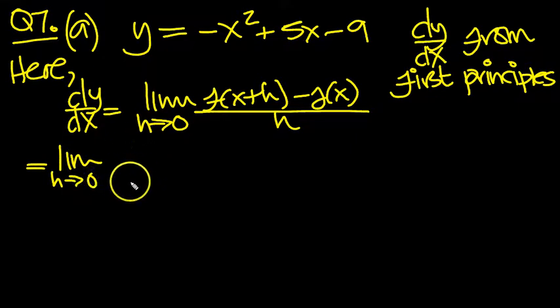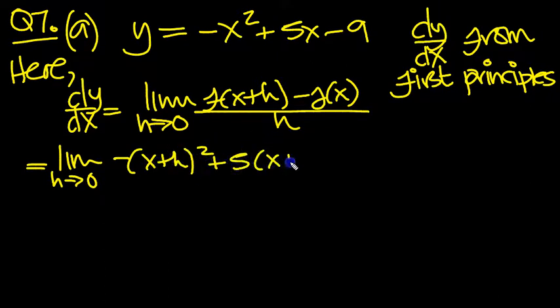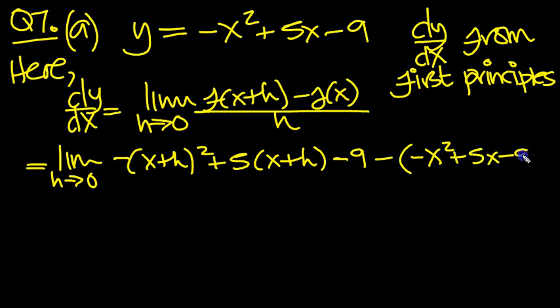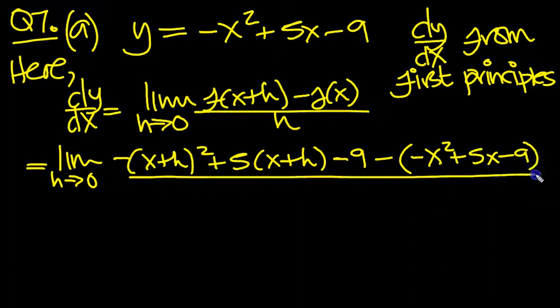Limit of h tends to 0 of, now this f of x plus h, put in the value x plus h instead of x as our input value, so it's minus (x plus h) squared plus 5(x plus h) minus 9. Take away the f of x now, we've got three terms, so put a bracket, minus x squared plus 5x minus 9, all over h. So that's equal to then the limit as h tends to 0.